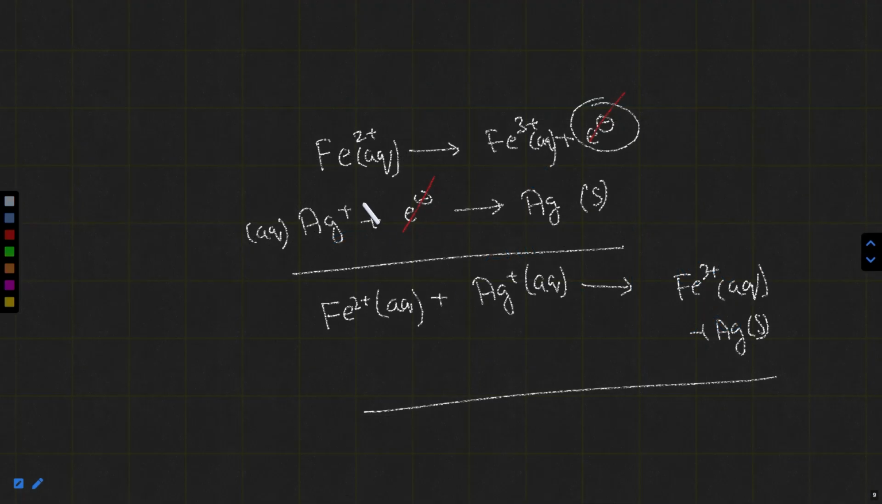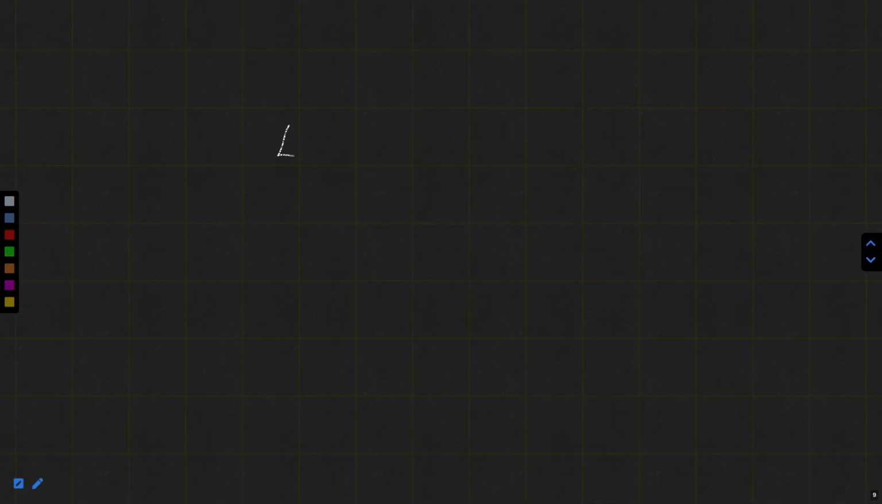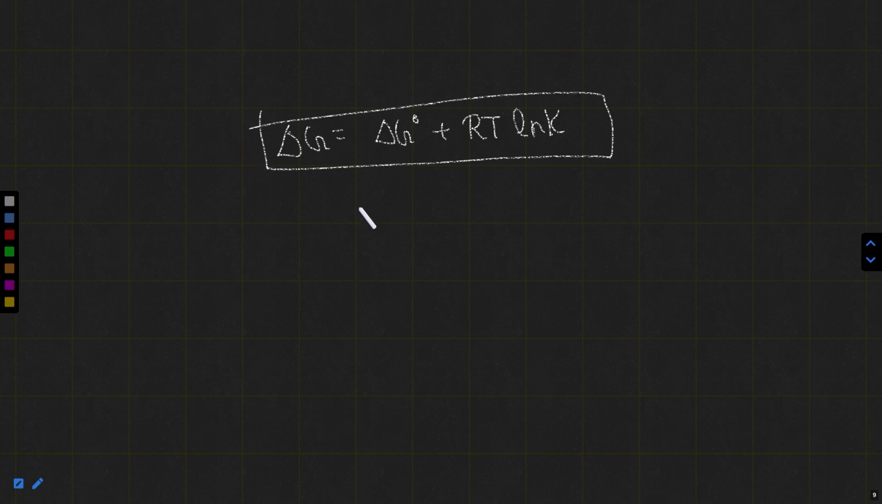If you remember, the formula was like this: delta G is equal to delta G naught plus RT ln Q. So this is the standard formula we have. Now for equilibrium, delta G will be 0 and your Q will be equal to K. If you put this value, you will get delta G naught is equal to minus RT ln K. Isn't it?